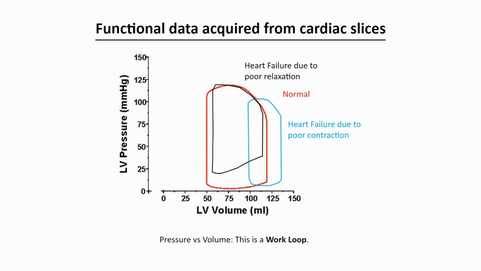The work loop from systolic heart failure is shown here in blue, where it's clear that the extent of ejection is reduced compared to normal, despite the relatively normal extent of pressures. The pressure-volume relationship is therefore useful in describing and evaluating pump function.